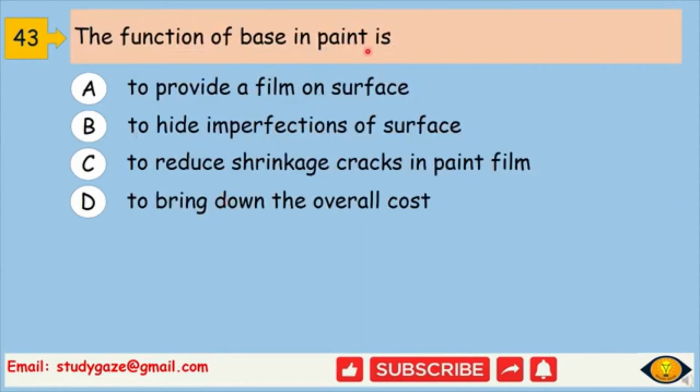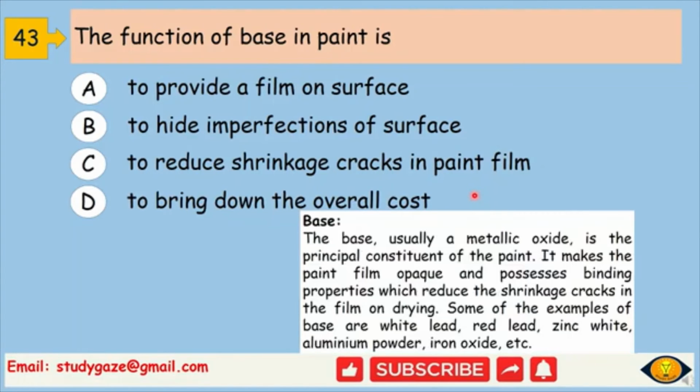43. The function of base in paint is to provide a film on the surface, to hide imperfections of surface, to reduce shrinkage crack in paint film, to bring down the overall cost. Answer will be C. To reduce the shrinkage cracks in paint film. The base is actually metallic oxide, the principal constituent of the paint. It makes the paint film opaque and possesses binding properties that reduce the shrinkage cracks in the film on drying. Some examples of base are white lead, red lead, zinc white, aluminium powder, iron oxide, etc.